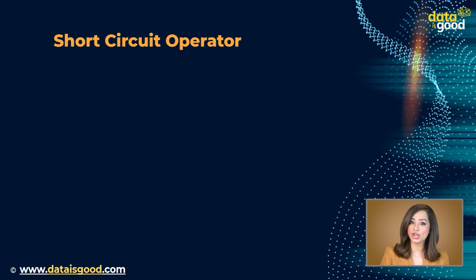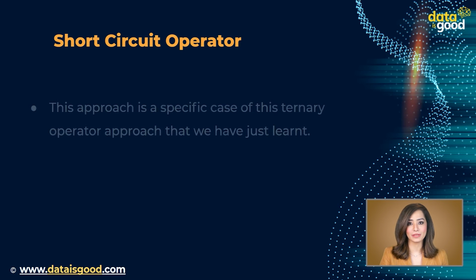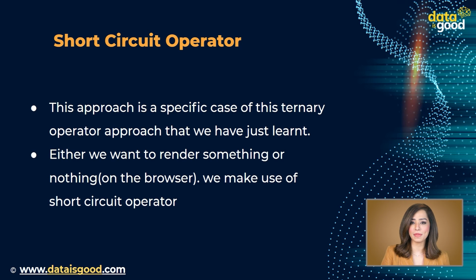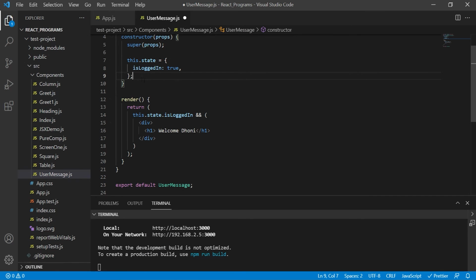The final approach is the short circuit operator approach. This approach is a specific case of the ternary operator approach that we've just learned. Whether we want to render something or nothing in the browser, we make use of the short circuit operator. For example, if the user is logged in, we want to display welcome Dhoni, and if the user is not logged in, we want to render nothing on the screen.